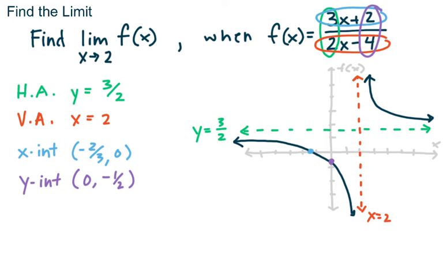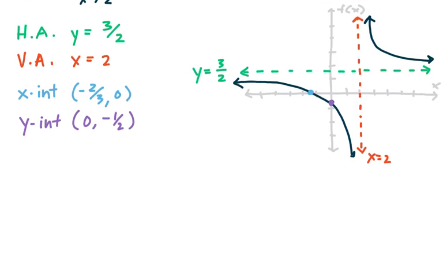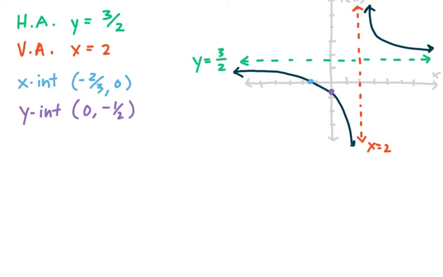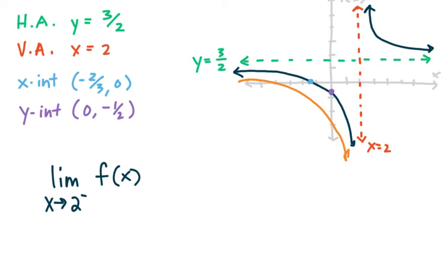So I'm going to introduce some new notation that you don't necessarily need right now, but we're going to be building towards. We'll say the limit as x approaches 2, I'm going to put this little superscript negative, from the left, of f of x. And as x approaches 2 from the left, where does my y value go? Y goes to negative infinity. So this value is negative infinity on the left.